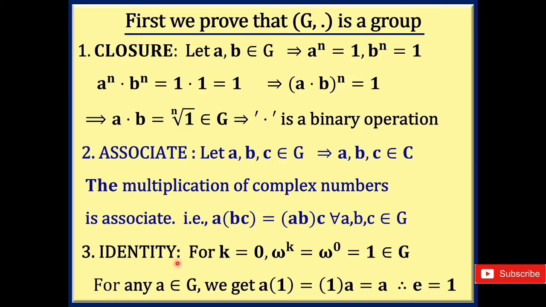Third one is identity. Put k = 0. Then ω^k = ω^0 = 1, where 1 is an element in G. For any a belongs to G, we get a·1 = 1·a = a. Clearly, e = 1 is the identity element in G.